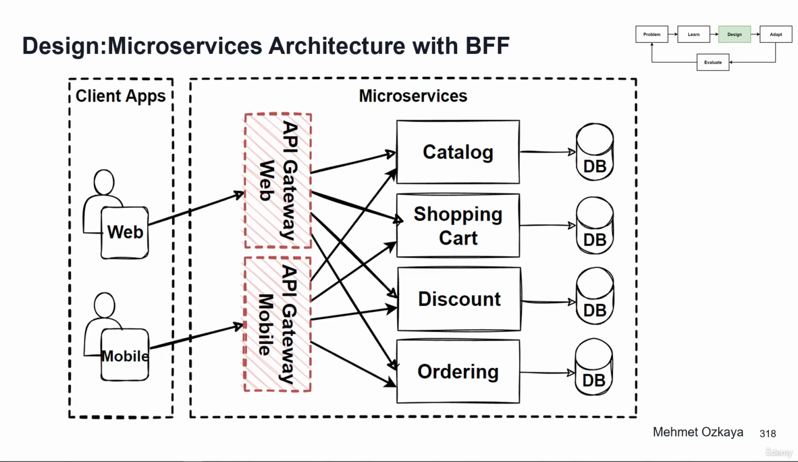Here you can see the final architecture for our e-commerce application, which is applying the microservice architecture with backend for front-end pattern. Basically, we have four main microservices in our architecture, and after that, as you can see, we have added two API gateways between the client and internal microservices, one for the web and one for the mobile application. We have two API gateways which are applying the backend for front-end pattern.